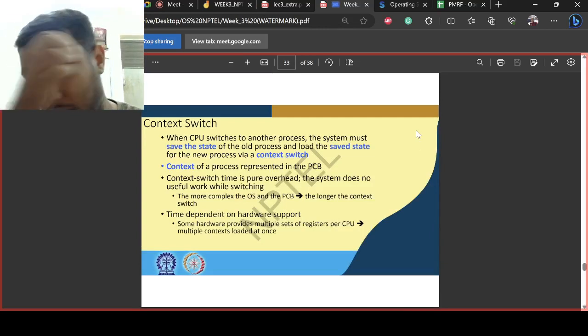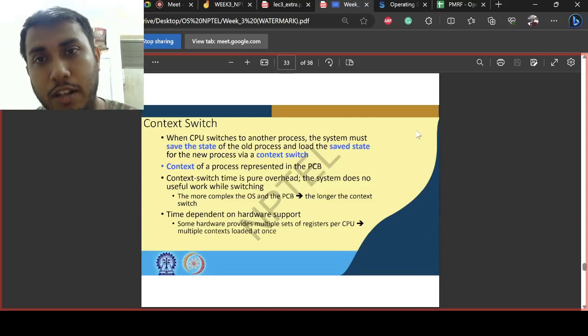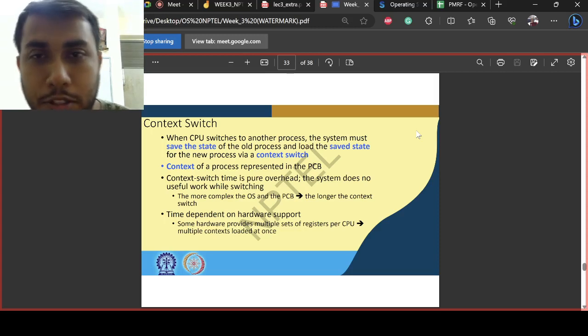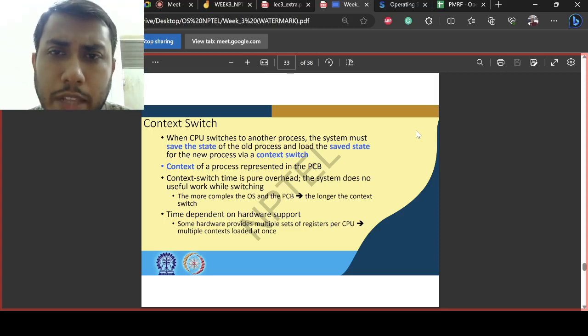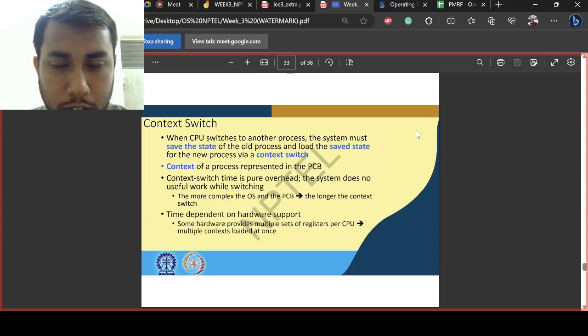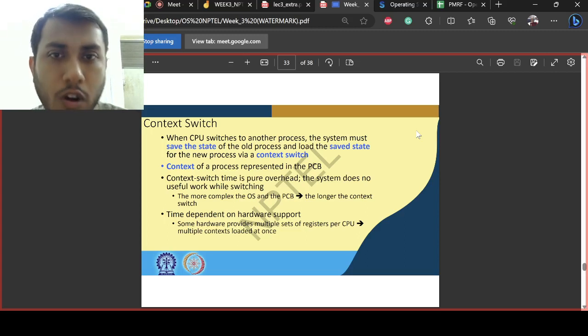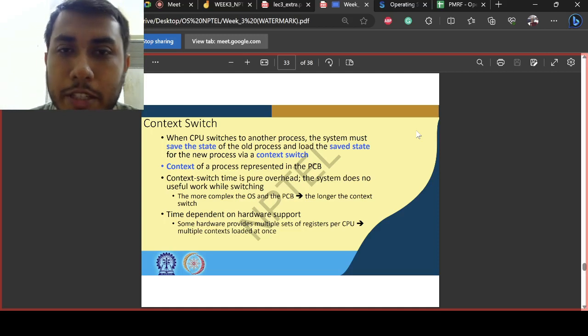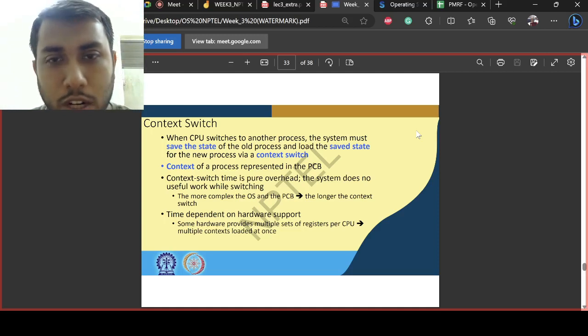Context switch. Like I said, the CPU switches from one process to another process. The system must save the state of the old process and load the saved state of the new process. That is why the state is stored in the PCB, and when it is done, it is loaded back from the PCB and the stack portion. Context in the process is represented in the PCB. Context switching is pure overhead. The system does no useful work while switching.